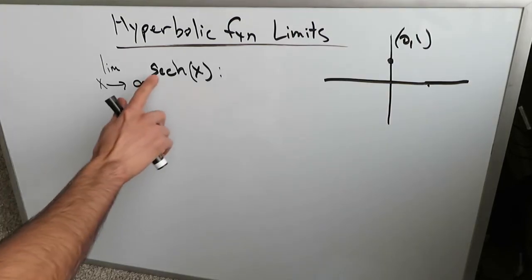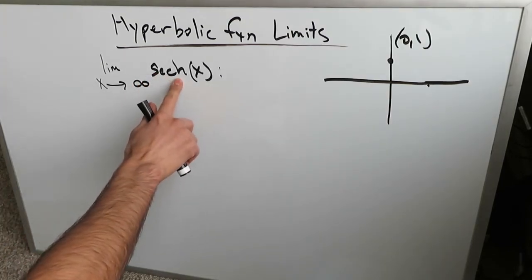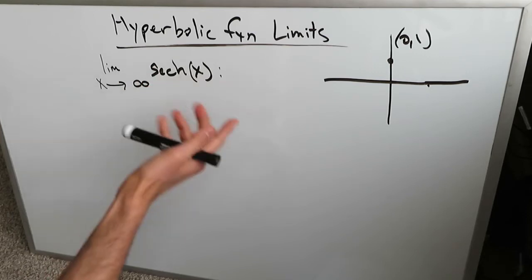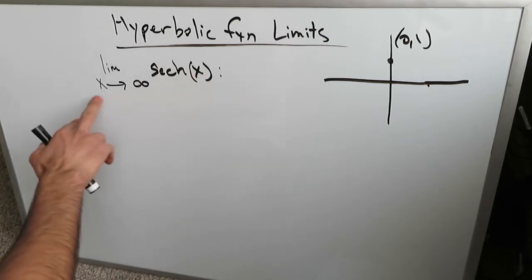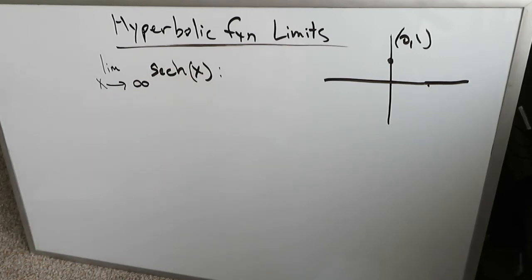We switch gears now to the hyperbolic secant function, which is the inverse of the hyperbolic cosine function. And we're looking at this question over here as x is approaching positive infinity.